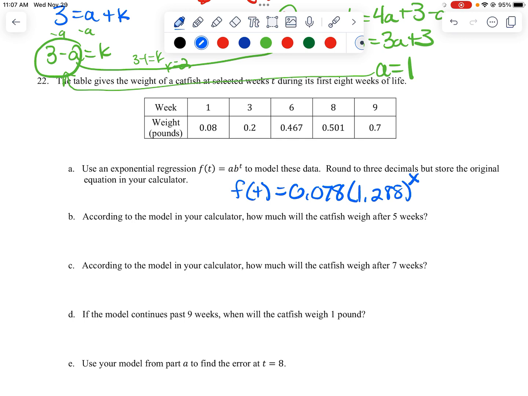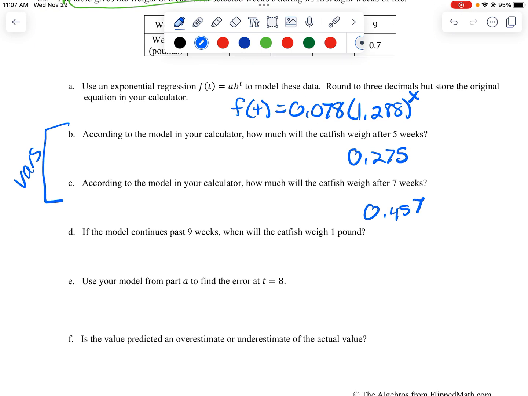How much will it weigh after 5 weeks? So we'll plug in 5. And again, for both of these, you could use the VARS key on the TI Inspire. So this one should be about 0.275. This one's 0.457.